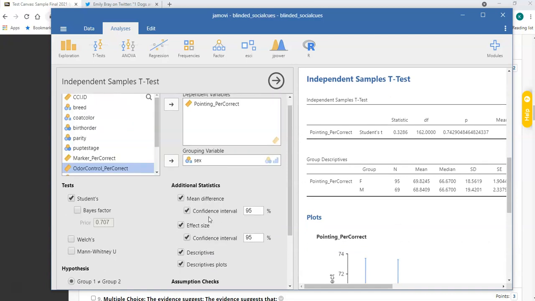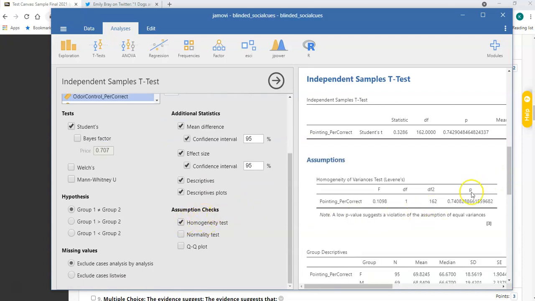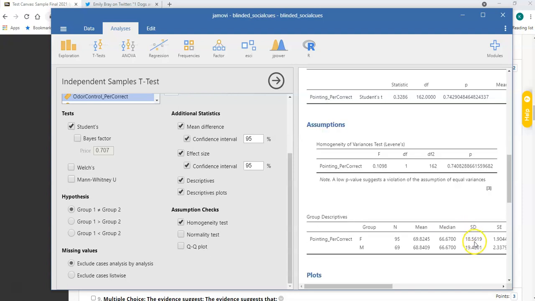And yeah, that should be fine. Now you could do a homogeneity test, but not a problem for homogeneity, right? So that means we can go ahead and keep doing the student t-test. If this were a low p-value, that means we'd have a violation of the homogeneity of variance assumption. That would mean that the standard deviations are very different from each other.